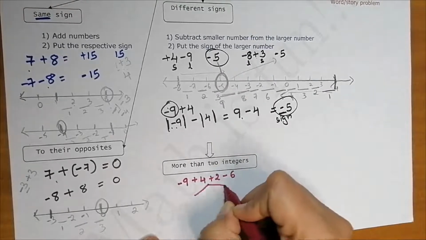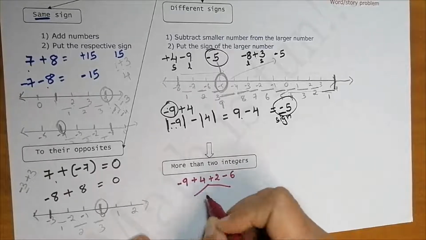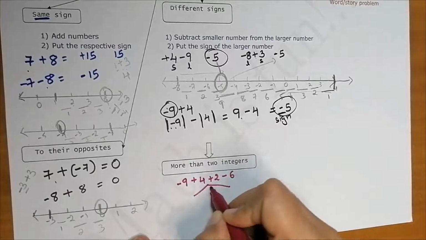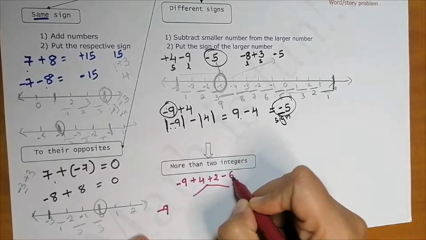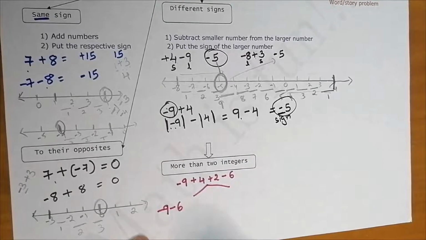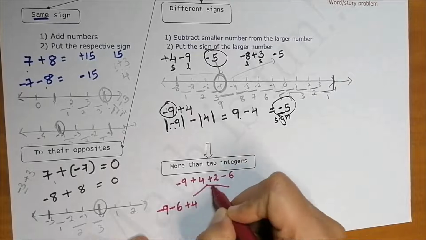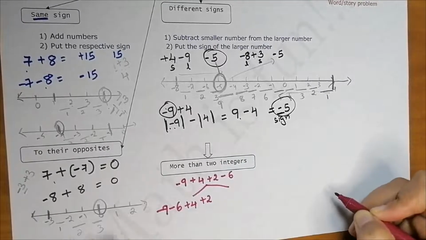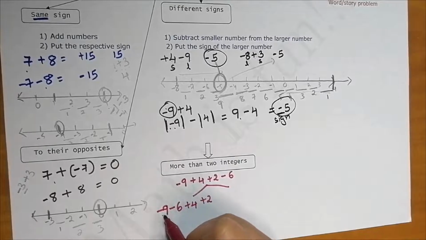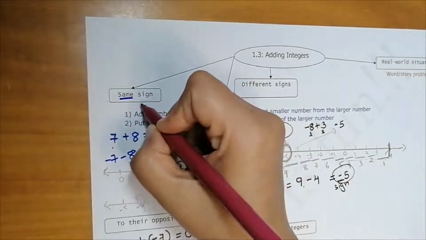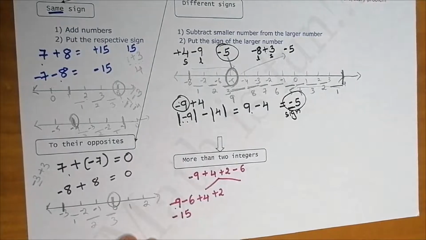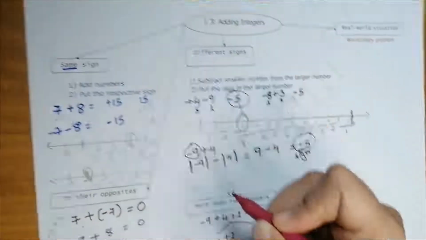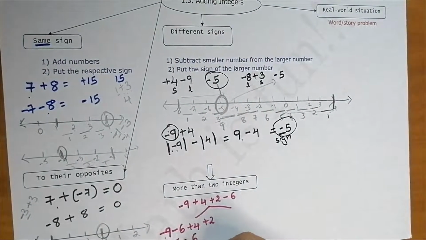There are 2 ways to solve this. One is where you get all the same signs together. So here you have minus 9, this is plus, and this is minus. So we write minus 6, okay? And then plus 4 and plus 2, just to make it easy for us. So we know now this is minus 9 and minus 6. So we have the same sign rule, right? So add the numbers and put the respective sign. So 9 plus 6 is 15 and the sign is minus. Similarly, 4 plus 2 is 6 and the sign is plus.